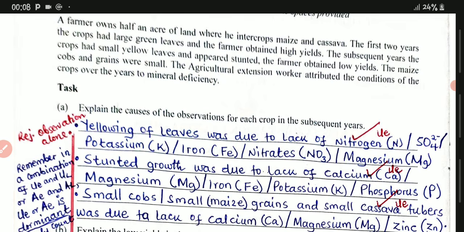Now, all those characteristics you have seen, the maize grains and cobs being small, yellowing of leaves, and the plants appearing stunted, they are saying they were all attributed to mineral deficiency. So when you are answering this type of question, you have to base only on the mineral deficiency as they have shown you there.